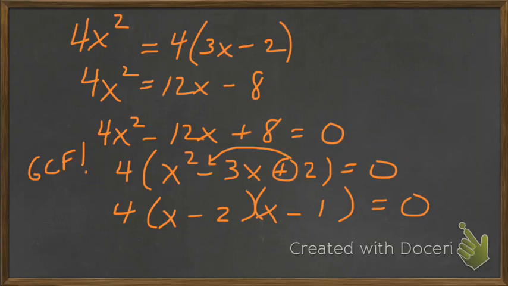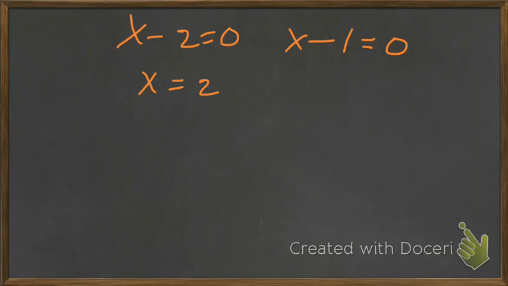And now it's time to set our factors equal to 0 and solve. But saying 4 equals 0 doesn't make any sense. X take away 2 equals 0. X take away 1 is 0. Our answers are 2 and 1. But beware extraneous solutions. We have to check our answers.